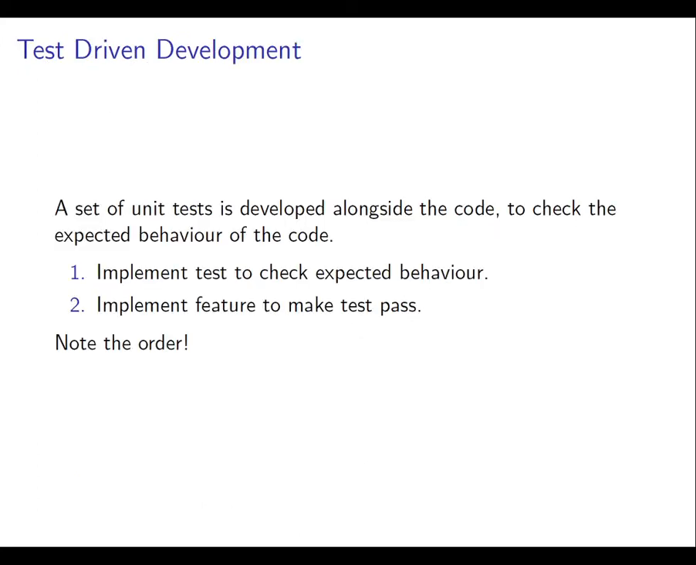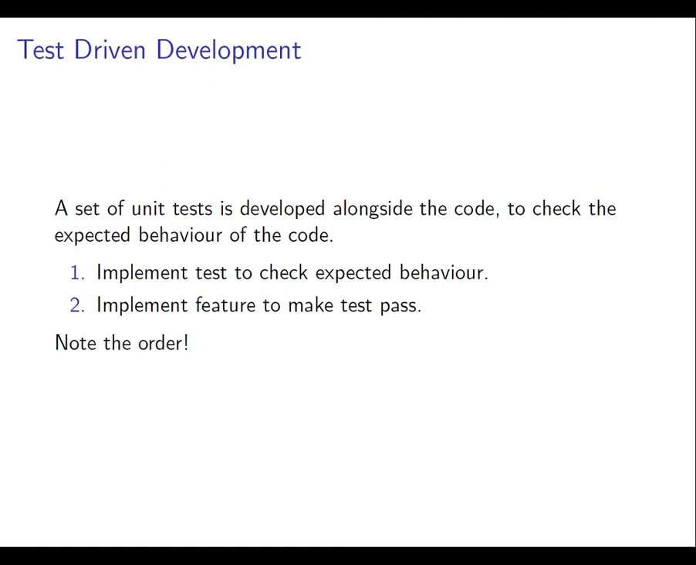In order to work out how to implement those things correctly, we're going to use a technique called test-driven development. And in test-driven development, the idea is that you're developing not only the code itself, but also a set of unit tests, which has the task of checking the expected behaviour of the code. And the key thing in test-driven development is that first you implement a test in order to check the expected behaviour, and then you implement that behaviour.